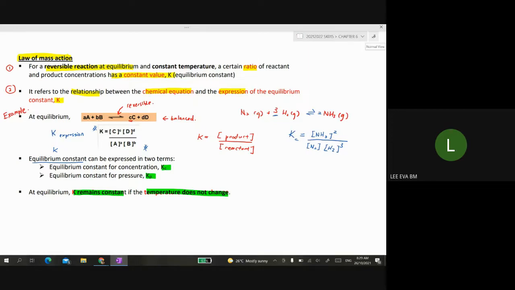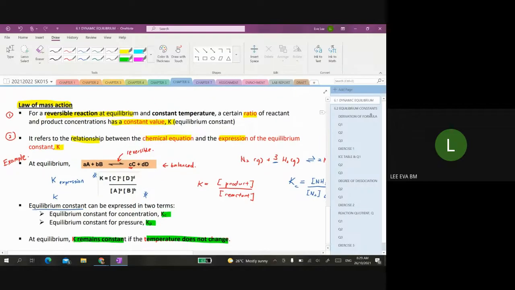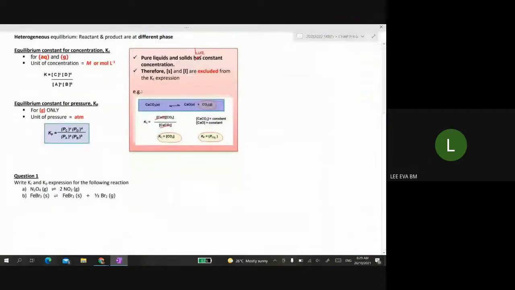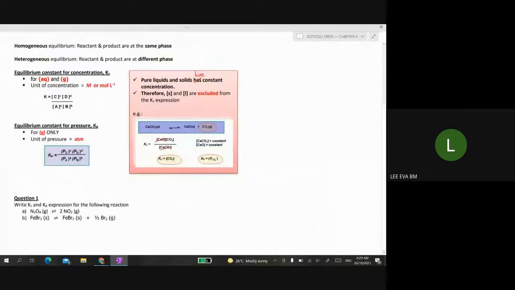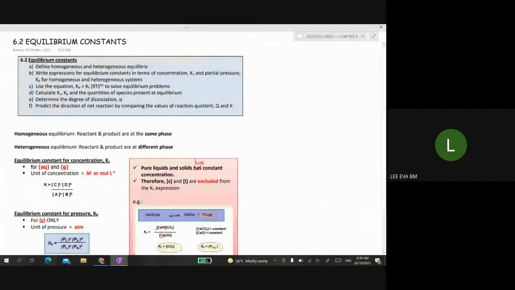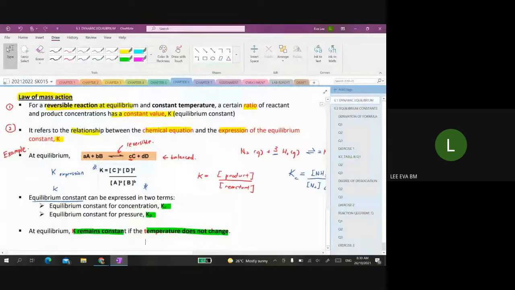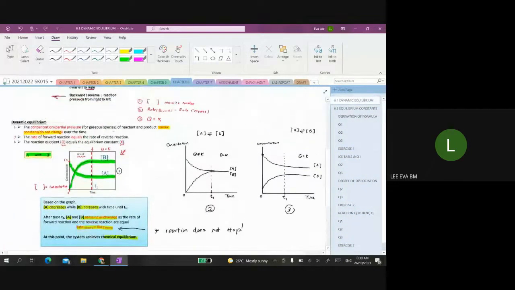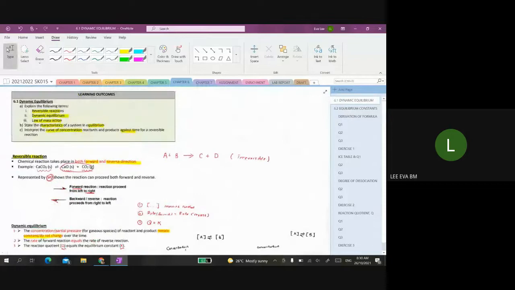Okay, so this one is just the introduction in theory. I will further explain to your questions using the examples over here. Are there any questions for 6.1? It's only theory at this step. Okay, is anyone having questions for 6.1?